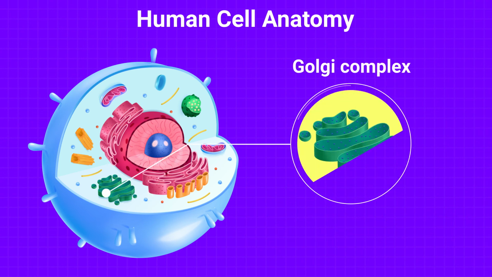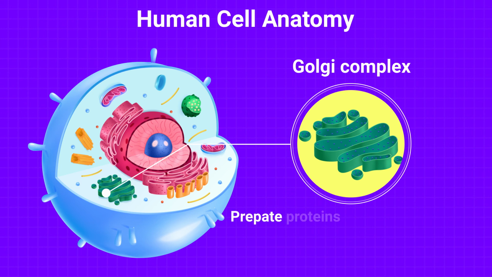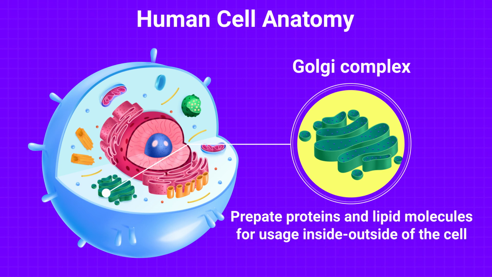Golgi complex. A group of tiny, flat sacs that are stacked one above the other in the cytoplasm of the cell, gel-like fluid. Proteins and lipid, fat, molecules are prepared for usage both inside and outside of the cell by the Golgi complex. A cell organelle is the Golgi complex.